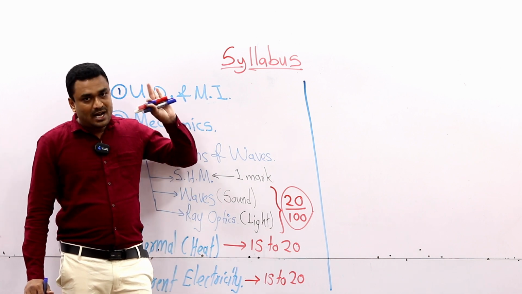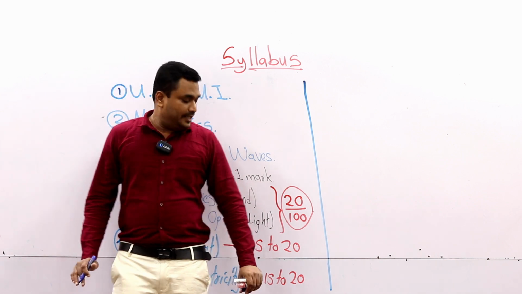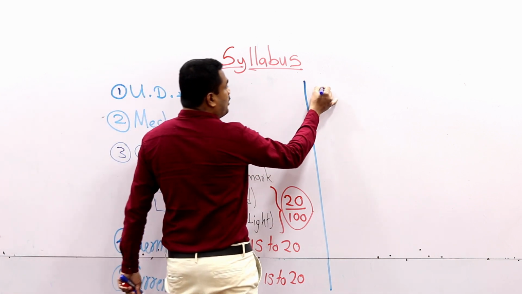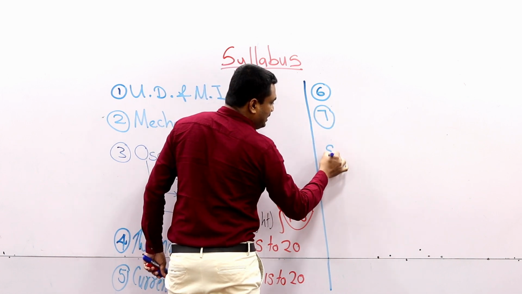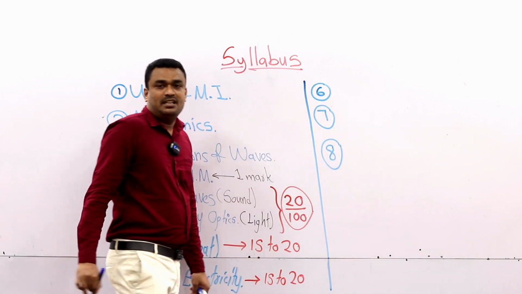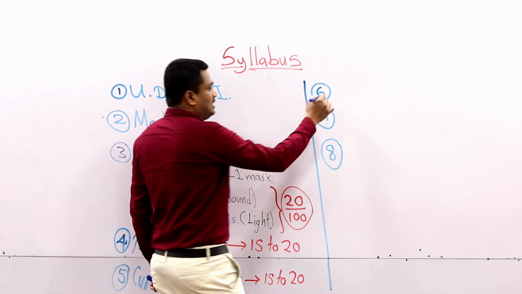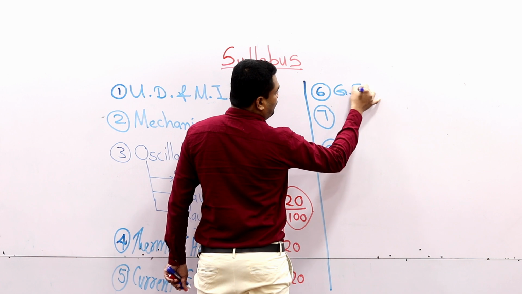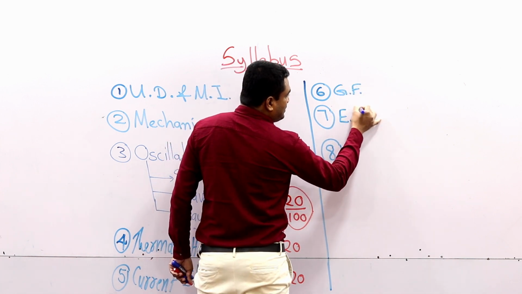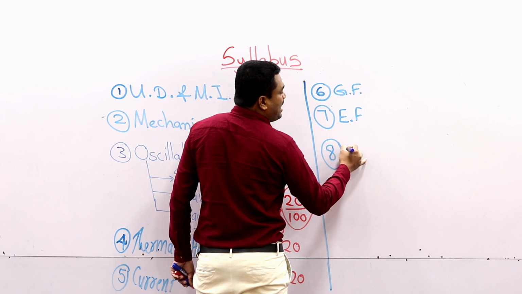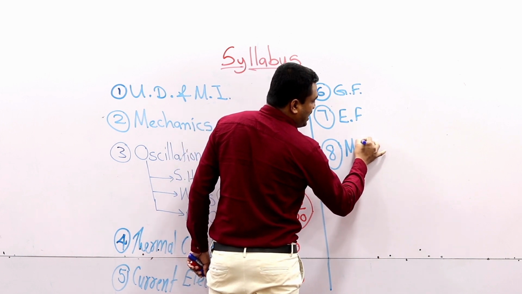So if you are looking for a district rank or an island rank, then you should give more time for lessons number 6, 7, 8. They are said to be the fields lessons. First one is gravitational field. Second one, electric fields. Third one, electromagnetism, simply said to be magnetic fields.